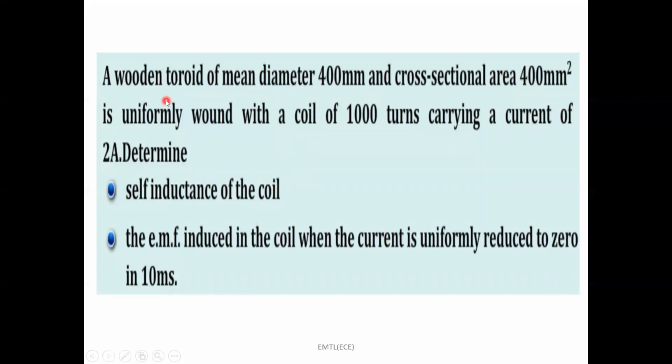Now, a wooden toroid of a mean diameter 400 mm and a cross-sectional area 400 mm squared is uniformly wound with a coil of 1000 turns carrying a current of 2 amperes. Determine the self-inductance of the coil, and the EMF induced in the coil when the current is uniformly reduced to 0 in 10 milliseconds.